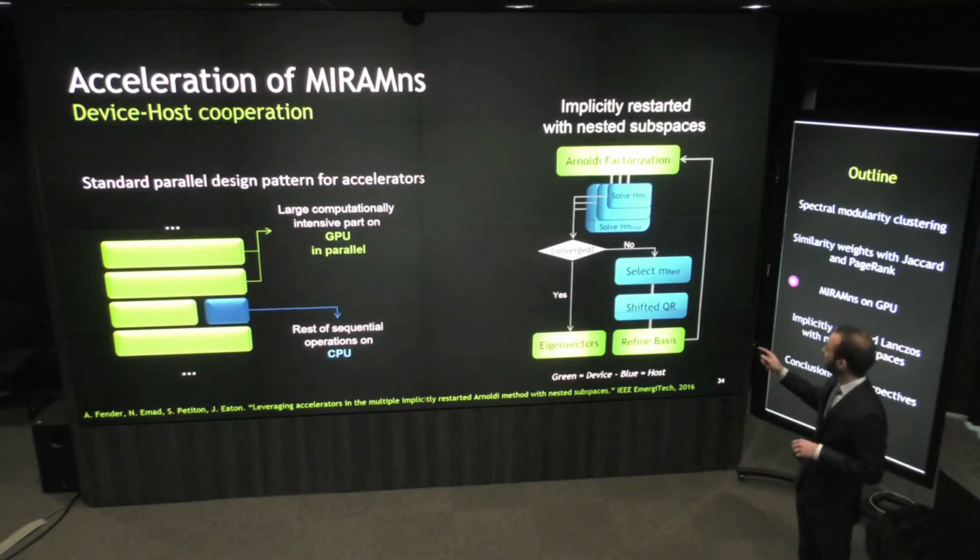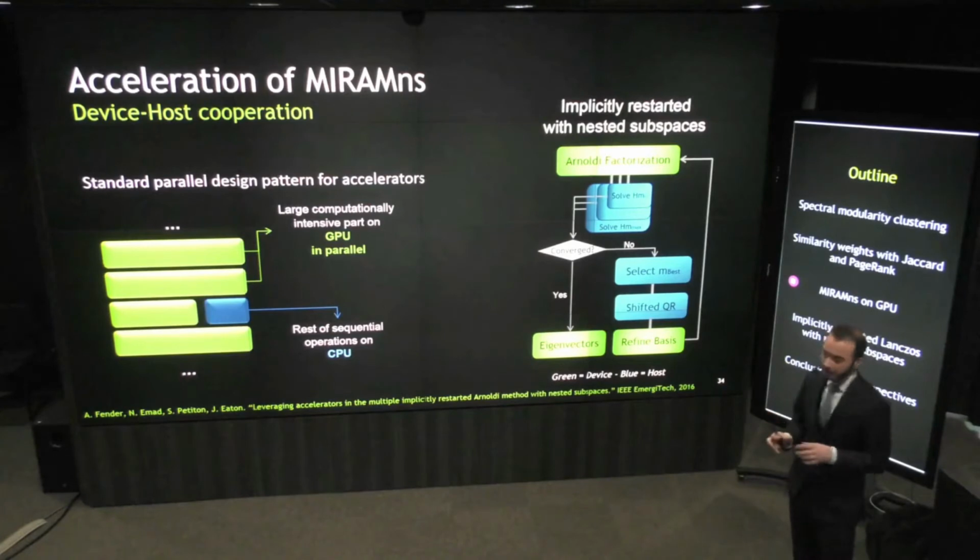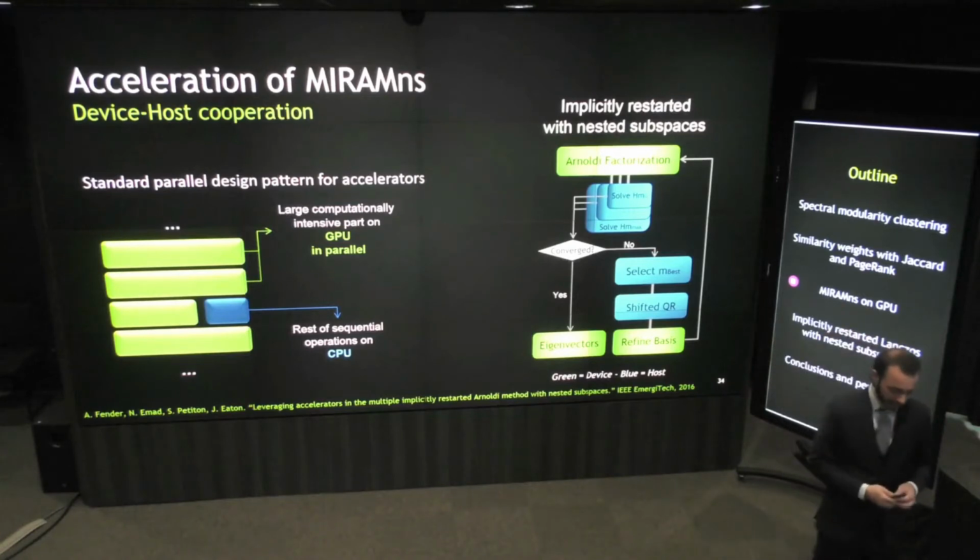Finally, when we do the restart, we concentrate the eigen information into a smaller subspace, and we do the factorization again if we haven't converged, and if we have converged, we just compute the eigenvectors.